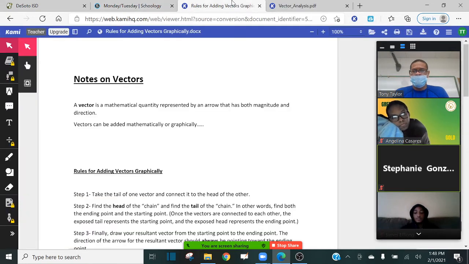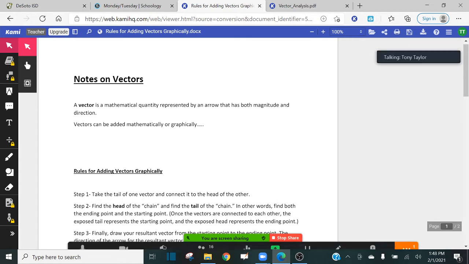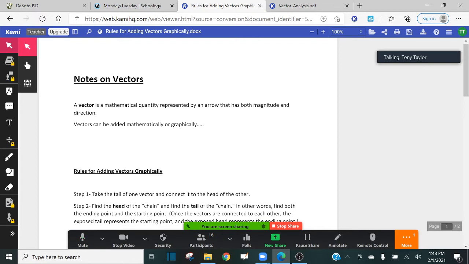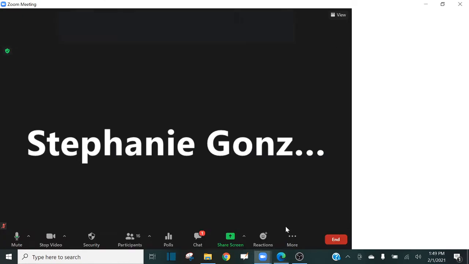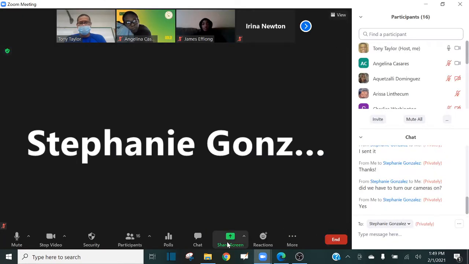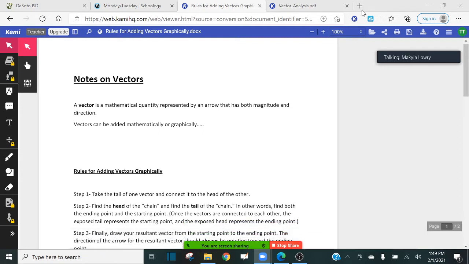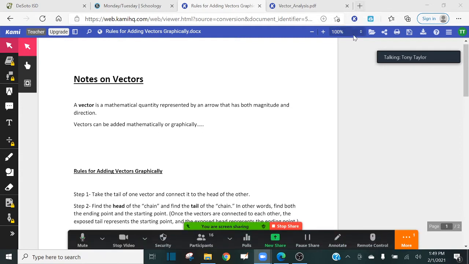Okay. So if y'all remember last semester, we talked about vectors, and basically we said a vector is a mathematical quantity represented by an arrow that has both magnitude and direction. Does that sound familiar to you guys? Talking about vectors. Vectors have magnitude and direction. Yes. All right.